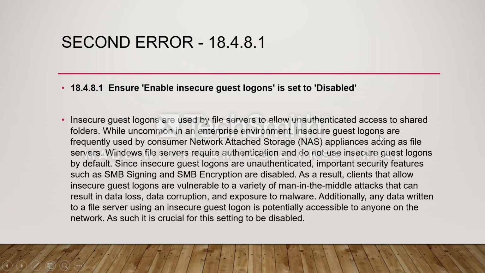So the second error is to ensure enable insecure guest logons is set to disabled. Insecure guest logons are used by file servers to allow unauthenticated access to shared folders. Even though it's uncommon in an enterprise environment, insecure guest logons are frequently used by consumer network attached storage acting as file servers. Usually these insecure guest logons are unauthorized, and important security features such as SMB signing and encryption are disabled. As a result, clients that allow insecure guest logons are vulnerable to a man-in-the-middle attack, which will bring in malware and viruses and could result in data loss. So as such, this error should be set to disabled.